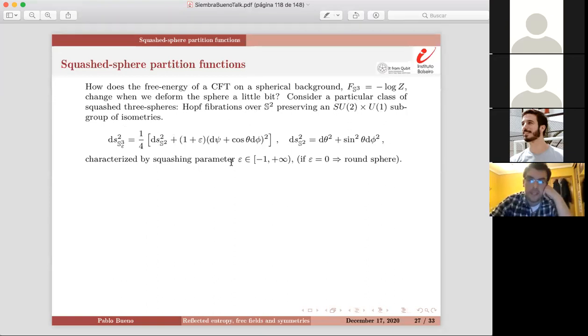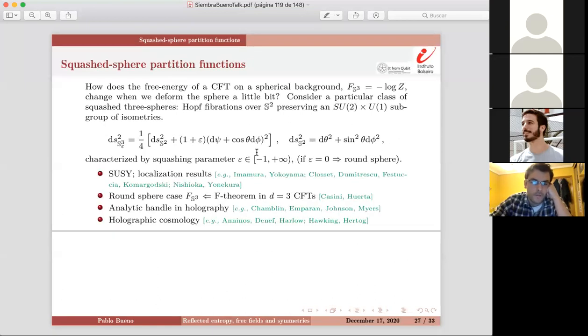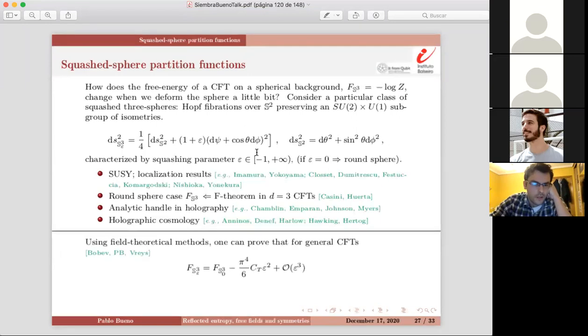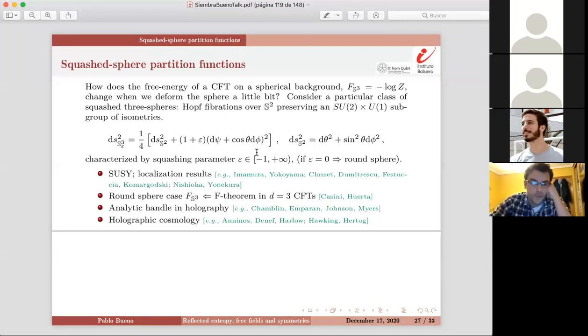What is relevant here is that we are deforming the sphere a little bit, and the deformation is parameterized by this parameter epsilon, such that when I put it to 0, I get the round sphere, and when it's different from 0, it's something else. This is interesting for various reasons that I'm not going to mention, but it's a question that you may ask how the free energy changes when you deform the sphere a little bit.